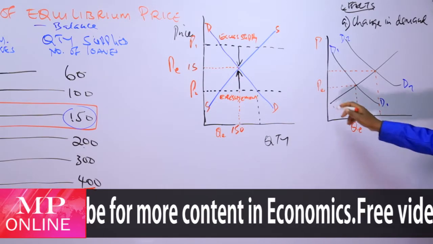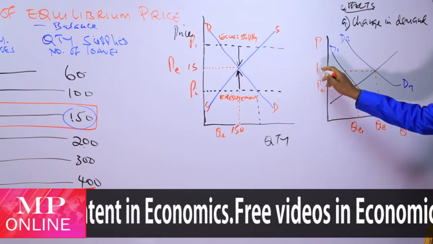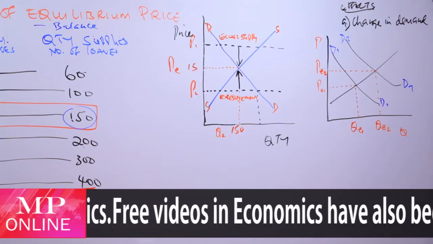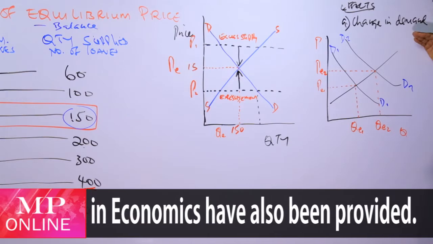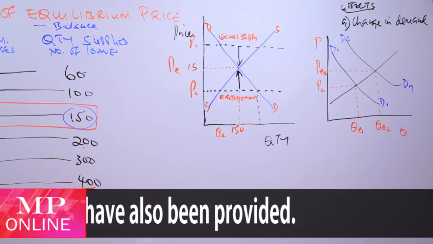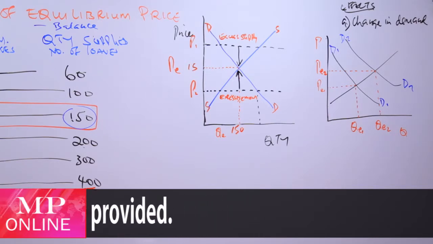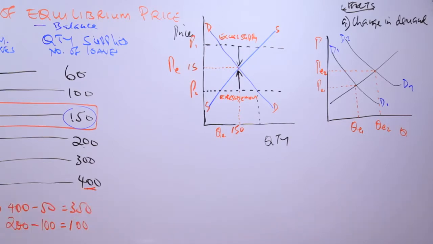Equilibrium quantity has changed from PE1 to PE2. Okay, it has changed. You can see now there is a change because of the shift in demand. That shift in demand has led to a change from PE1 to PE2 and QE1 to QE2 respectively.